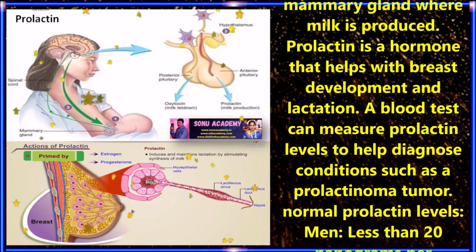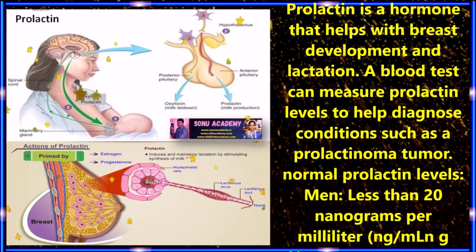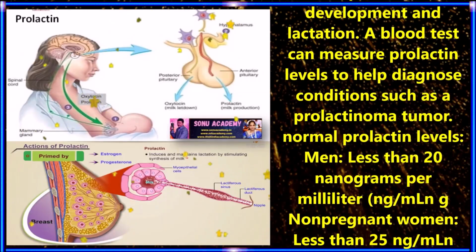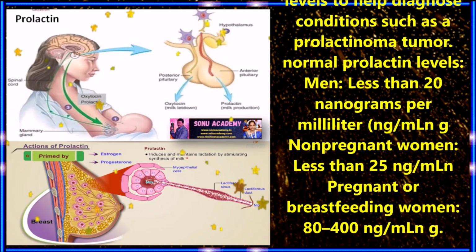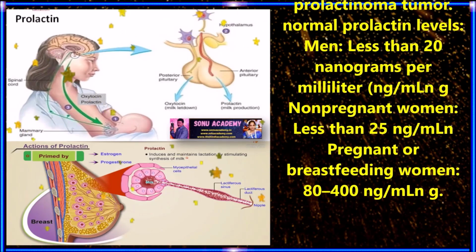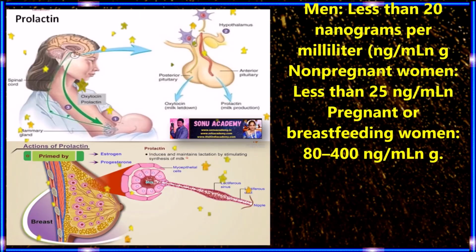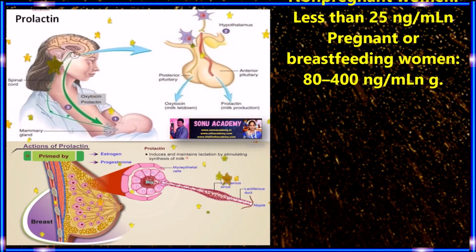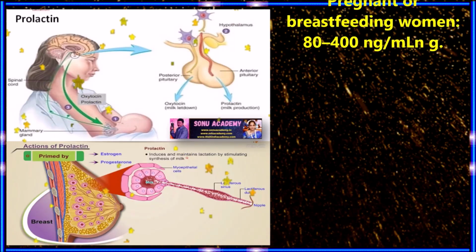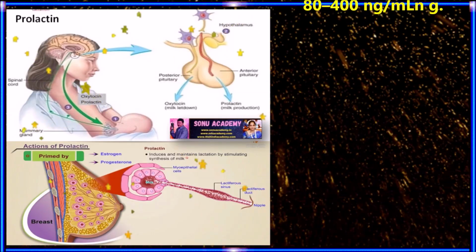A blood test can measure prolactin levels to help diagnose conditions such as a prolactin tumor. The prolactin levels in men are less than 20 per milliliter, and in non-pregnant women the prolactin levels are also less than 20, and when pregnant or breastfeeding it is about 80 to 400 per milliliter.